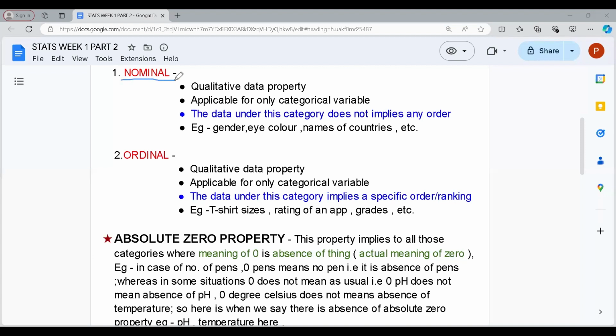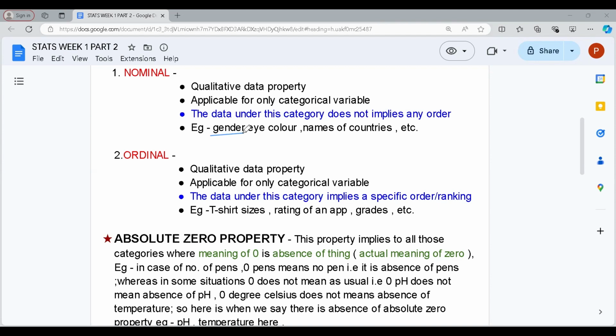First is nominal. The nominal scale of measurement has a qualitative data property. It is applicable for only categorical variables, as I discussed earlier. The data under this category does not imply any order. That is, when you have a nominal variable, it will not have any kind of order or ranking. We'll see in the examples.